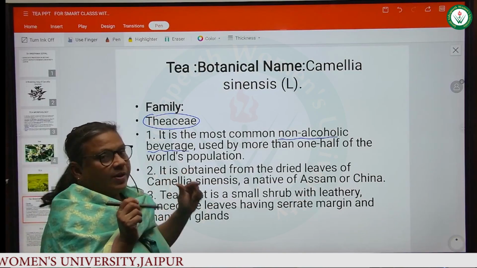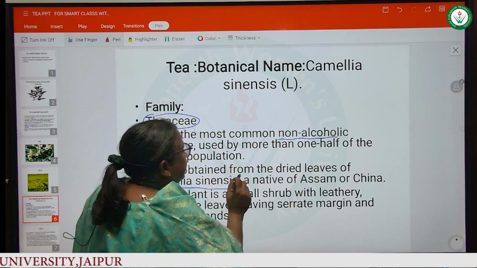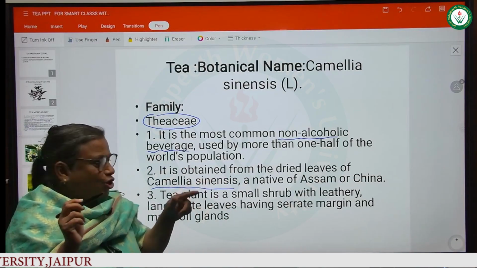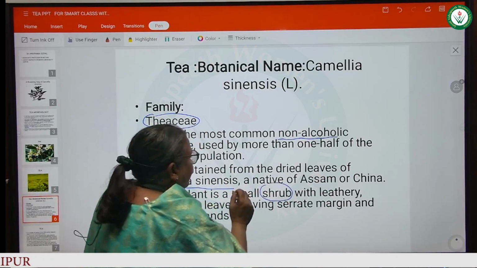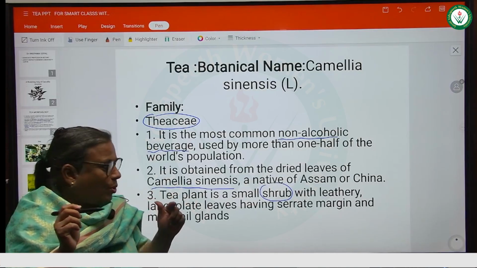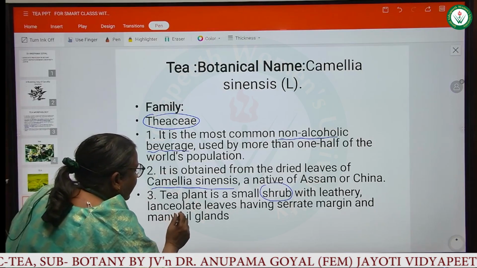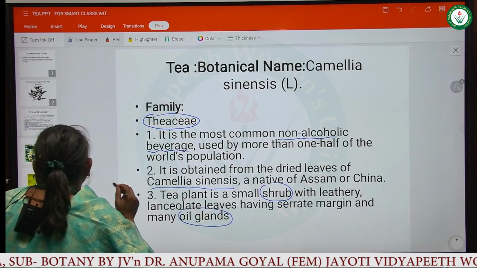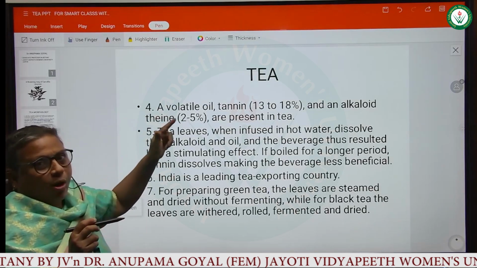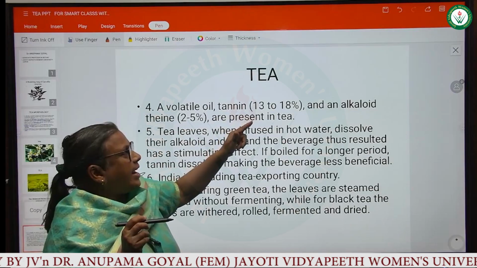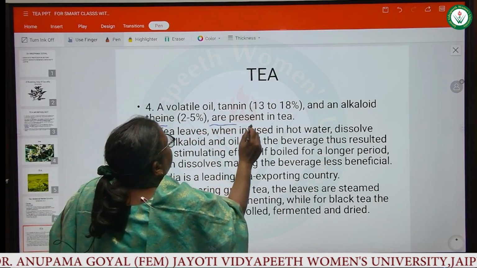It is obtained from the dried leaves of Camellia sinensis, a native of Assam or China. The tea plant is a small shrub with leathery, lanceolate leaves having serrate margin, and they have many oil glands. Now, this is also the tea morphology. A volatile oil, tannin 13 to 18%, and an alkaloid, thein, are present in tea.